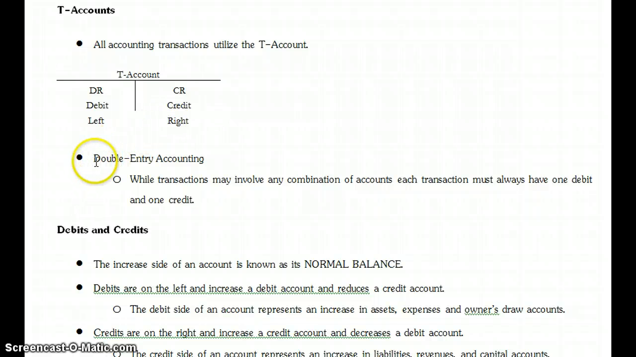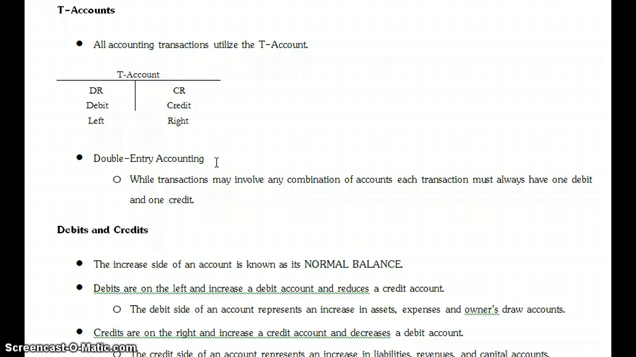This is often referred to as double entry accounting. While every transaction is going to include a combination of accounts, each and every transaction must always have one debit account and one credit account. These are going to balance out that T account. That is very important. Debits and credits are formal bookkeeping and accounting terms.